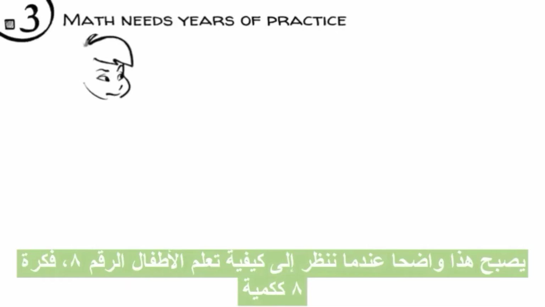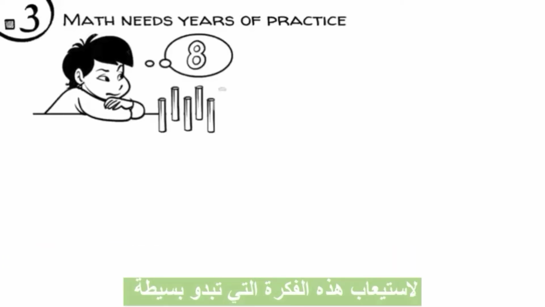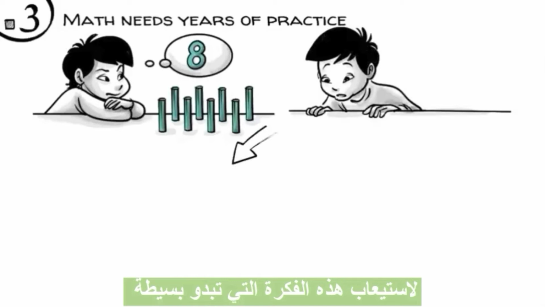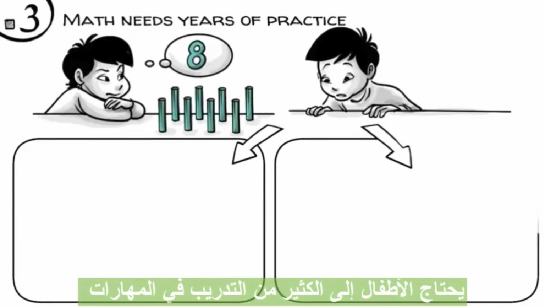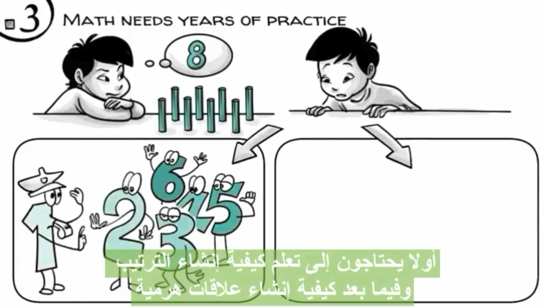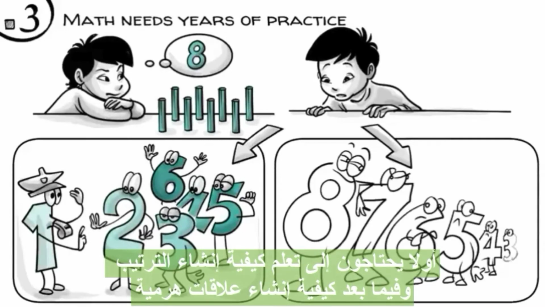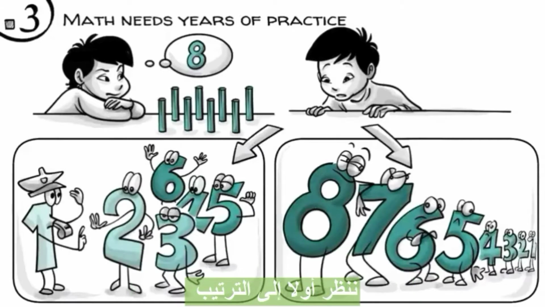This becomes clear when we look at how children learn to understand a number, say 8. Not the symbol 8, but the idea of the quantity of 8. To internalize this seemingly simple idea, children need a lot of practice in 2 skills. First, they need to learn how to create order, and then, later on, how to create hierarchical relationships. Let's look at order first.